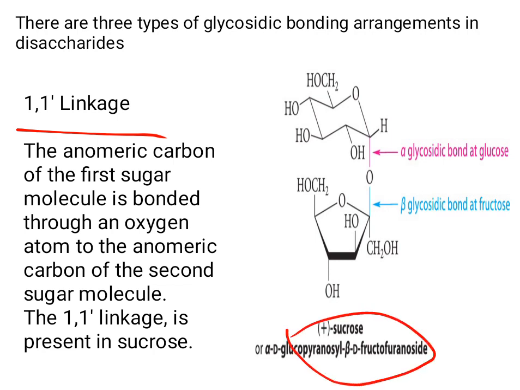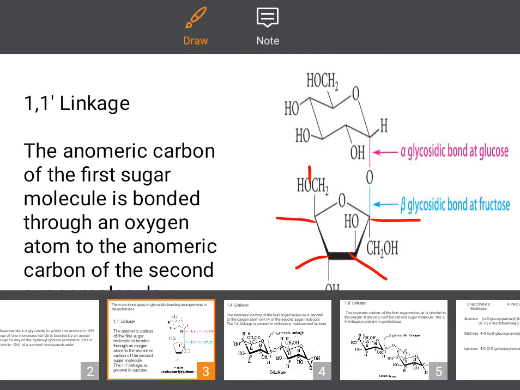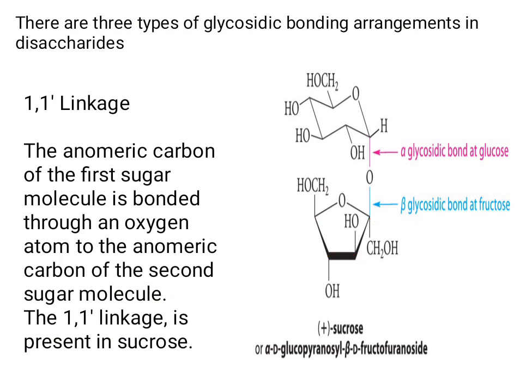So this is the structure of sucrose, and this is the anomeric carbon for the first molecule, and this is the anomeric carbon for the second molecule. See, this one is the 1 carbon, this one is 2, this one 3, this one 4, this one 5, and this one is 6. Similarly, this one is 1 dash, this one is 2 dash, 3 dash, 4 dash and 5 dash. So the bonding is between the 1 and 1 dash carbon.